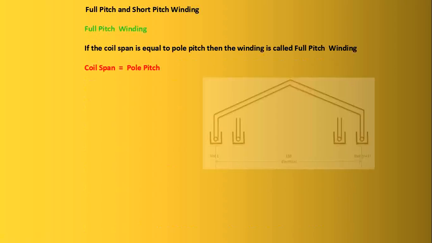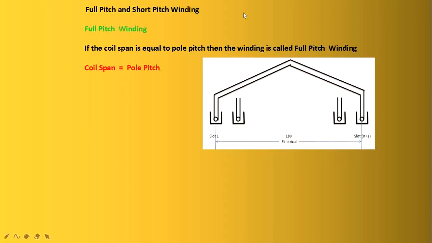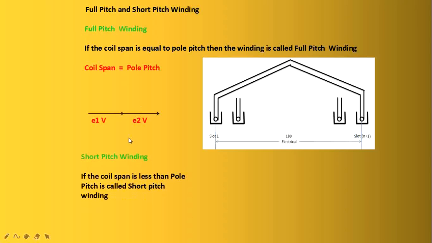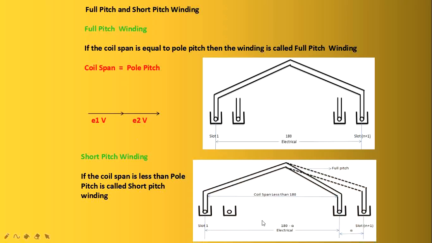Now for full pitch winding, we will see this is slot 1 and slot n+1, total distance 180 degrees electrical. Whenever the pole pitch is equal to the coil span, then we say it is full pitch winding. This is the full pitch winding. But in case of short pitch winding, the distance will be less than the full pitch. In most practical cases, the winding is short pitched. It is also called corded pitch winding.